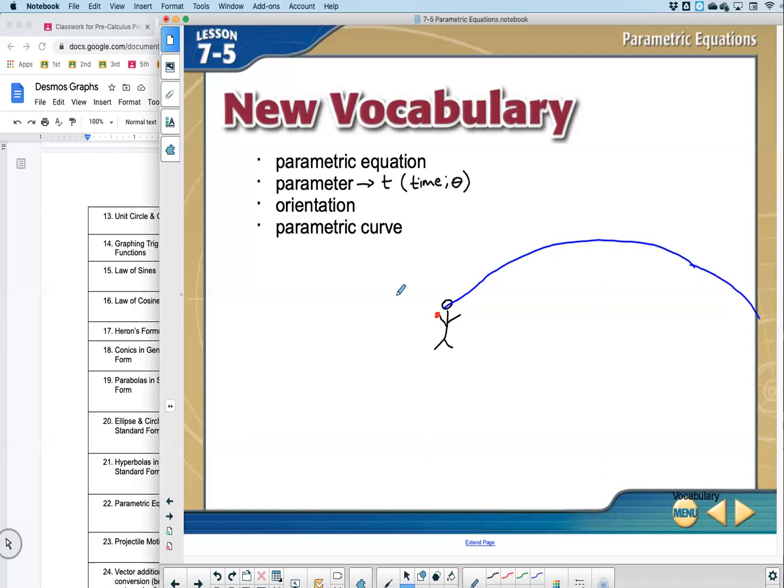Orientation is going to refer to the direction in which it's moving. So the orientation of this drawing is that my ball is always moving rightward. It travels along this parabola moving rightward. It's always moving to the right. Goes up for a little bit, goes down, but it's always moving right. So we'd say it's moving to the right. That's orientation. This would be our parametric curve, the blue.